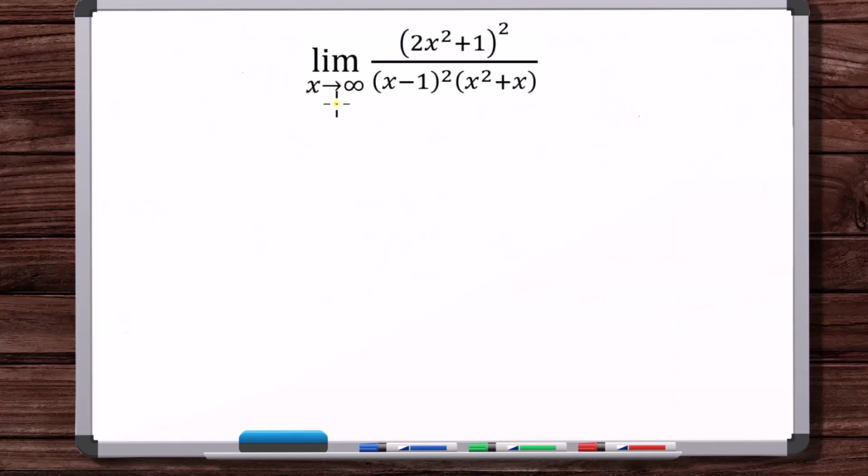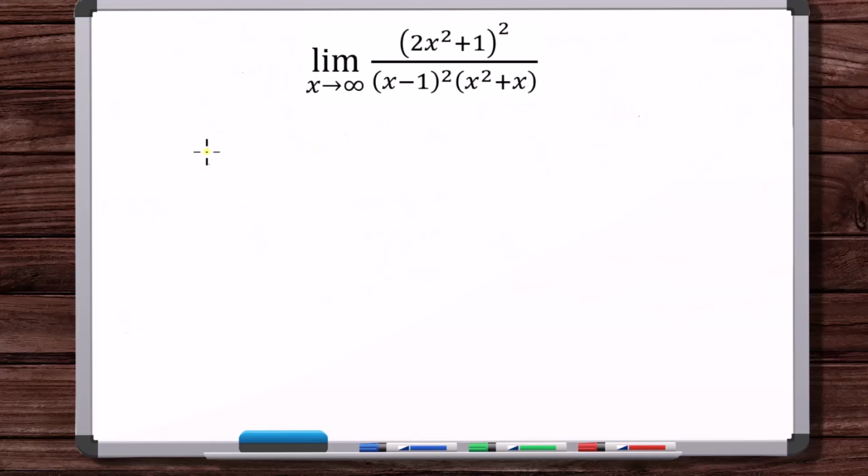Okay, the limit as x approaches infinity of (2x squared plus 1) squared over (x minus 1) squared times (x squared plus x). All right, so this is a limit at infinity of a rational function. So we just want to divide the numerator and denominator by x to the power that's the order of the denominator. You have an order 2 here and an order 2 here, so this is going to be an order 4 polynomial. So we want to divide the numerator and denominator by x to the 4th.